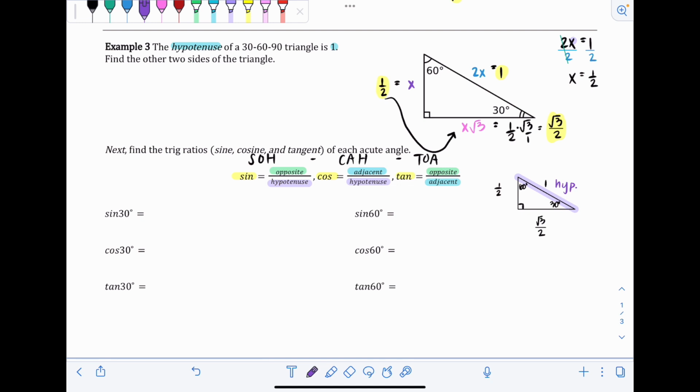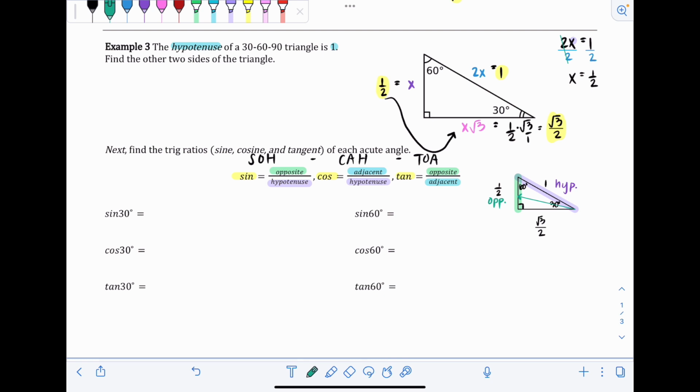And then the next one I suggest labeling is going to be the opposite. Usually that's easier to find than the adjacent one. So if you take an arrow and draw it pointing out of your angle, it's going to point at the opposite side. So in this case, that 1/2 is going to be the side that's opposite of the 30-degree angle. But if you change angles, that's going to change.